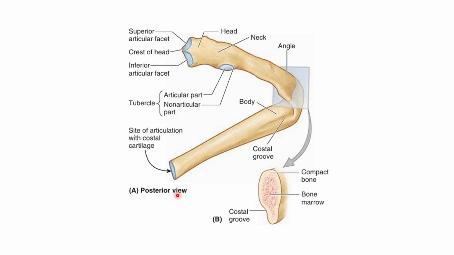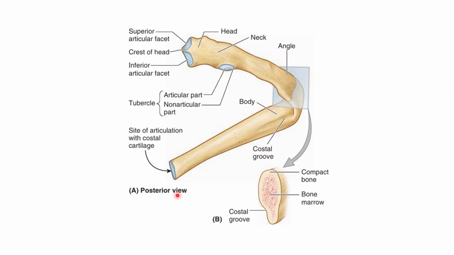First of all, there are 3 different types of ribs, and these are the true ribs, the false ribs, and the floating ribs. True ribs are the vertebrosternal ribs, which are the ribs that directly attach to the sternum, and they are ribs 1 through 7, so 1 all the way to 7.